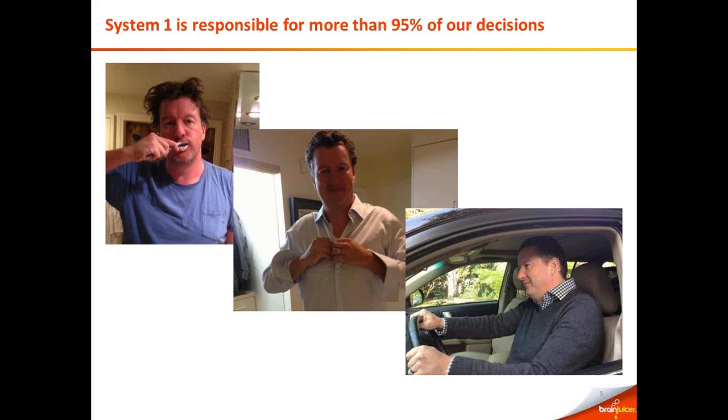Okay, so really the point we're making here then is that you didn't use your System 2 at all that morning. You made thousands and thousands of choices, but none of them necessitated your System 2. And what we found is that System 1 really is responsible for more than 95% of our decisions. It really is what dictates our behaviors, and therefore it's critical that the communications we receive trigger System 1 as opposed to System 2.